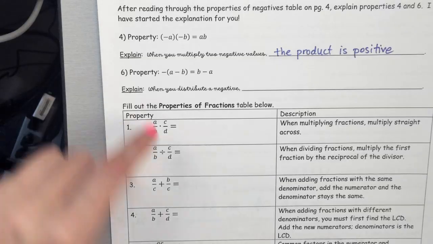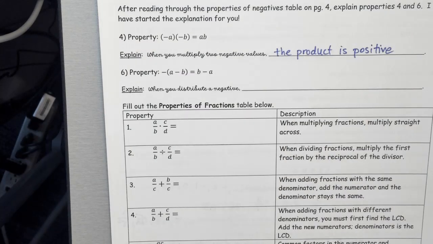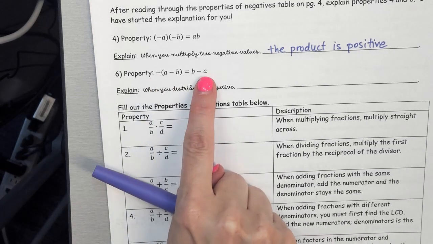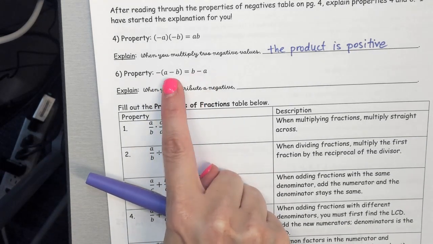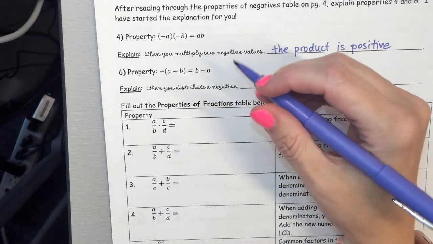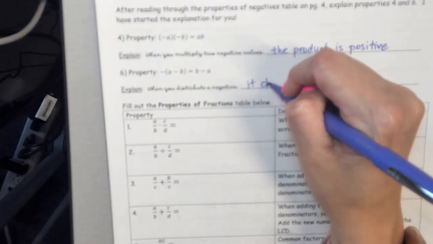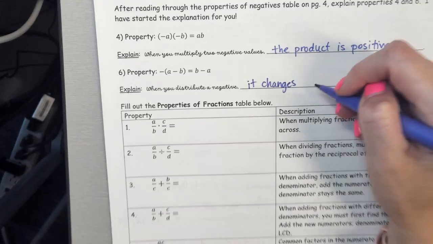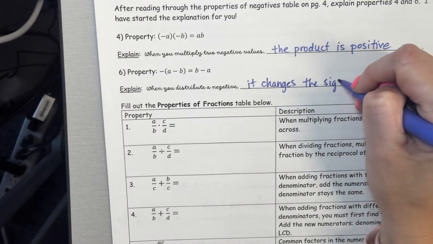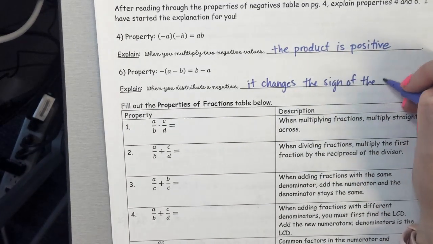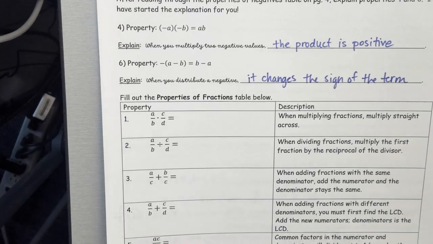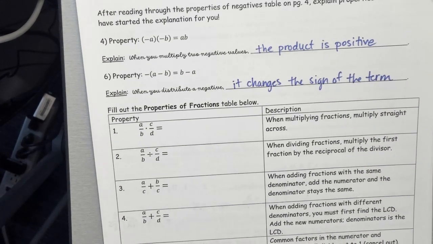Now when you distribute this negative, they don't become negative. Look and see what happens. The A becomes a negative, the B becomes positive because they're the opposites. So when you distribute the negative, it changes the sign of the term. So I'm going to go over the next chart pretty quickly because these are things you already know. These are just reminders and you are expected to know these properties.